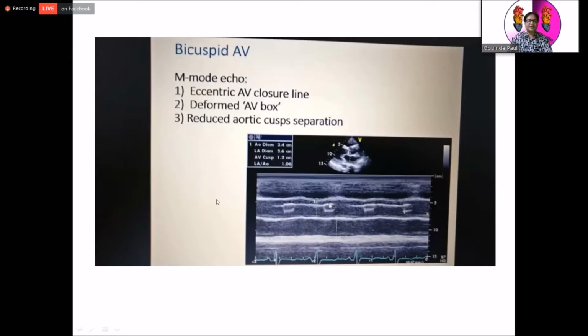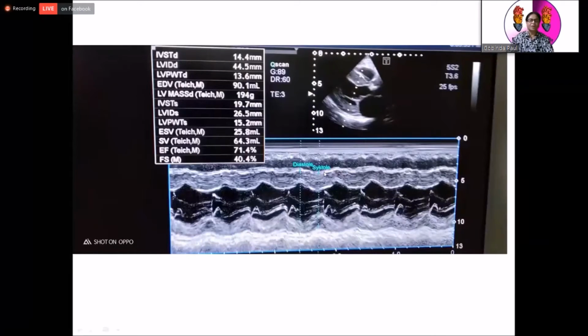This slide is actually from Dr. Lutfur Rahman sir's lecture, pretty good for a bicuspid aortic valve with probably aortic stenosis, because there is reduced cusp separation, thickening of the cusp, a deformed box and an eccentric closure line. And the M-mode cursor across the valve and left atrium. We just saw this patient yesterday.